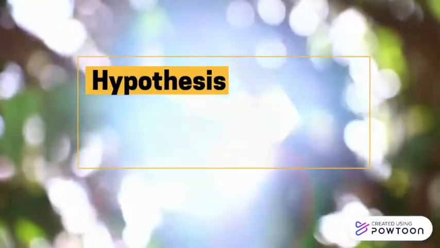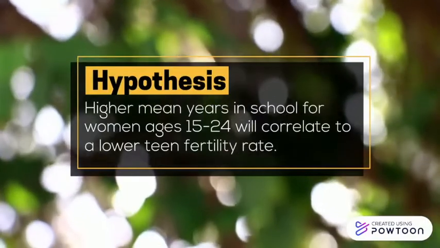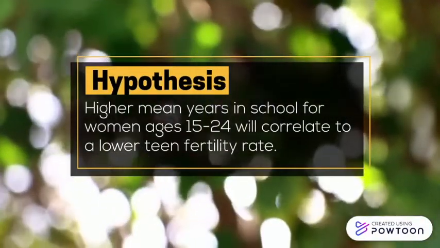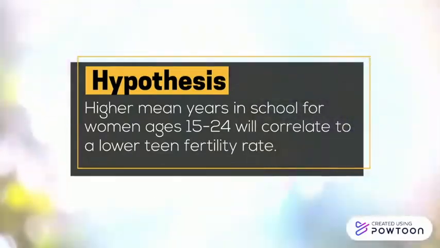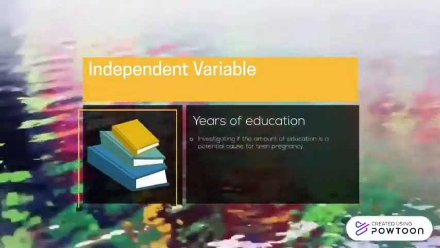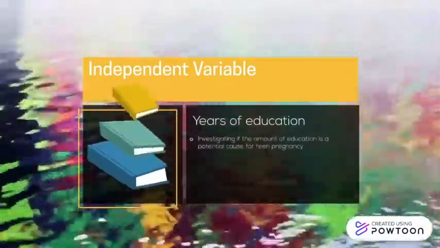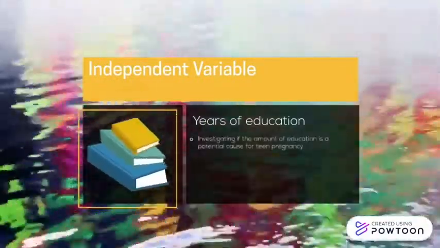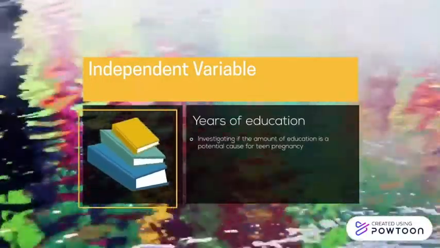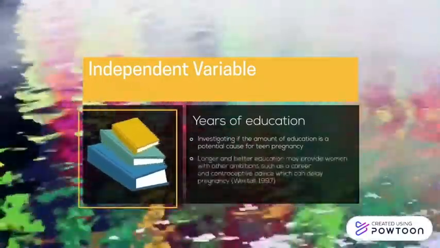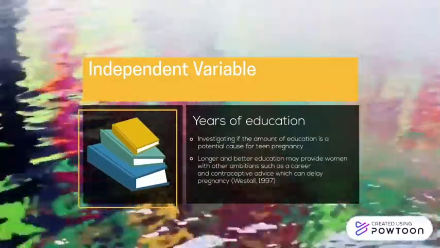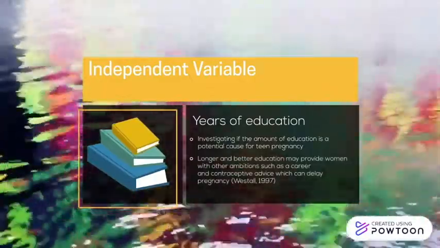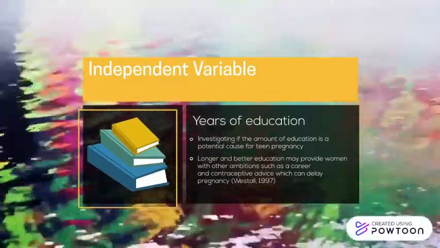The hypothesis that we came up with was that higher mean years in school for women ages 15 to 24 will directly correlate with a lower teen fertility rate. Within this hypothesis, the independent variable is the years of education for women. By investigating the amount of education, we can find a potential cause for teen pregnancy, and according to the National Library of Medicine, a longer and better education may provide women with other ambitions, such as starting a career and understanding the use of contraceptives, which can delay pregnancy.